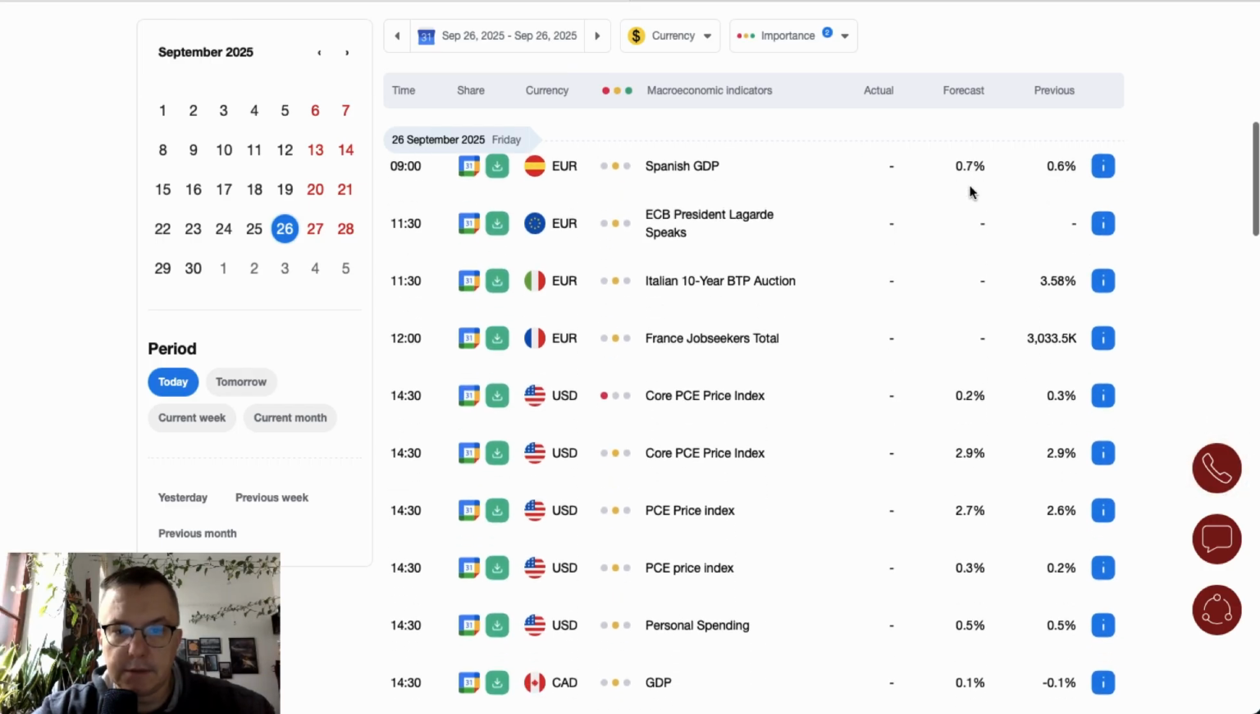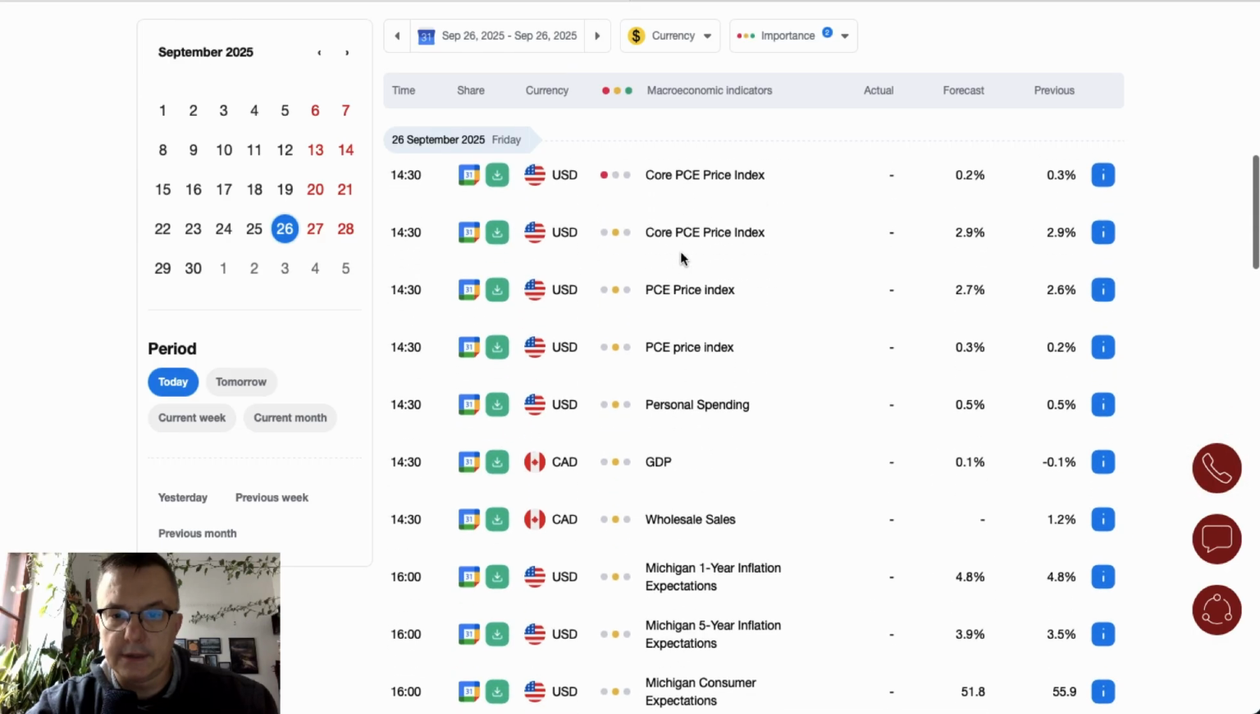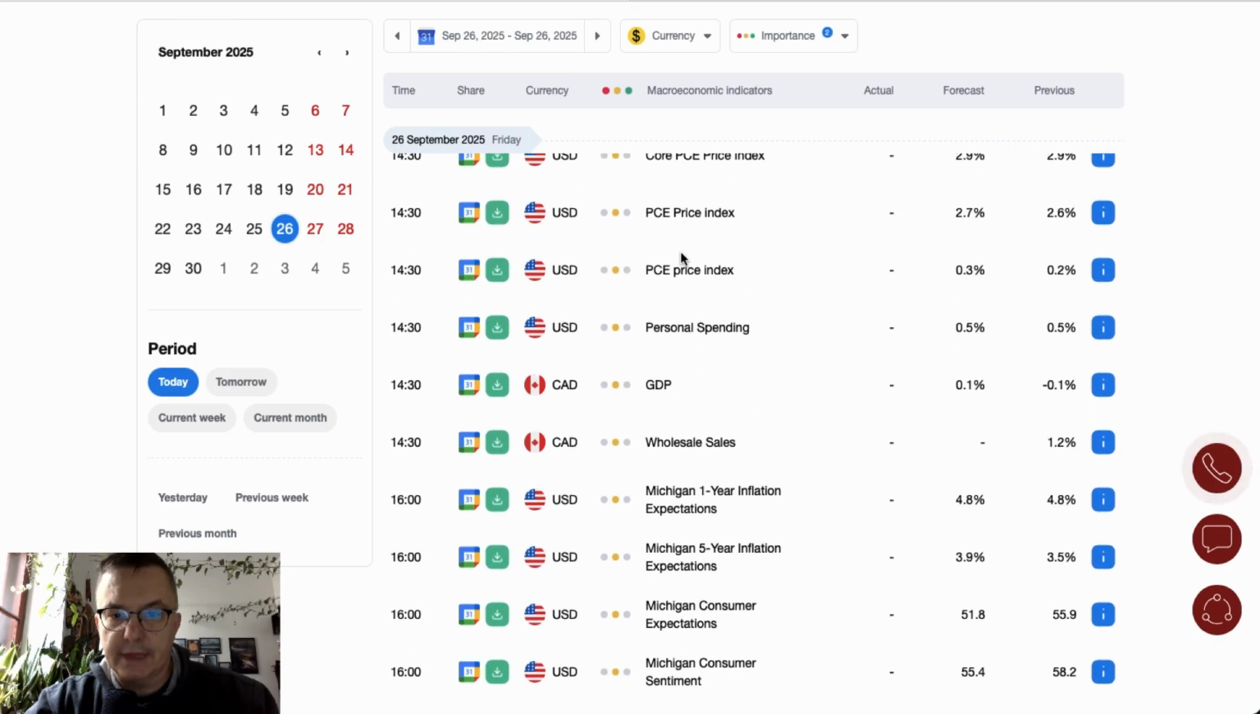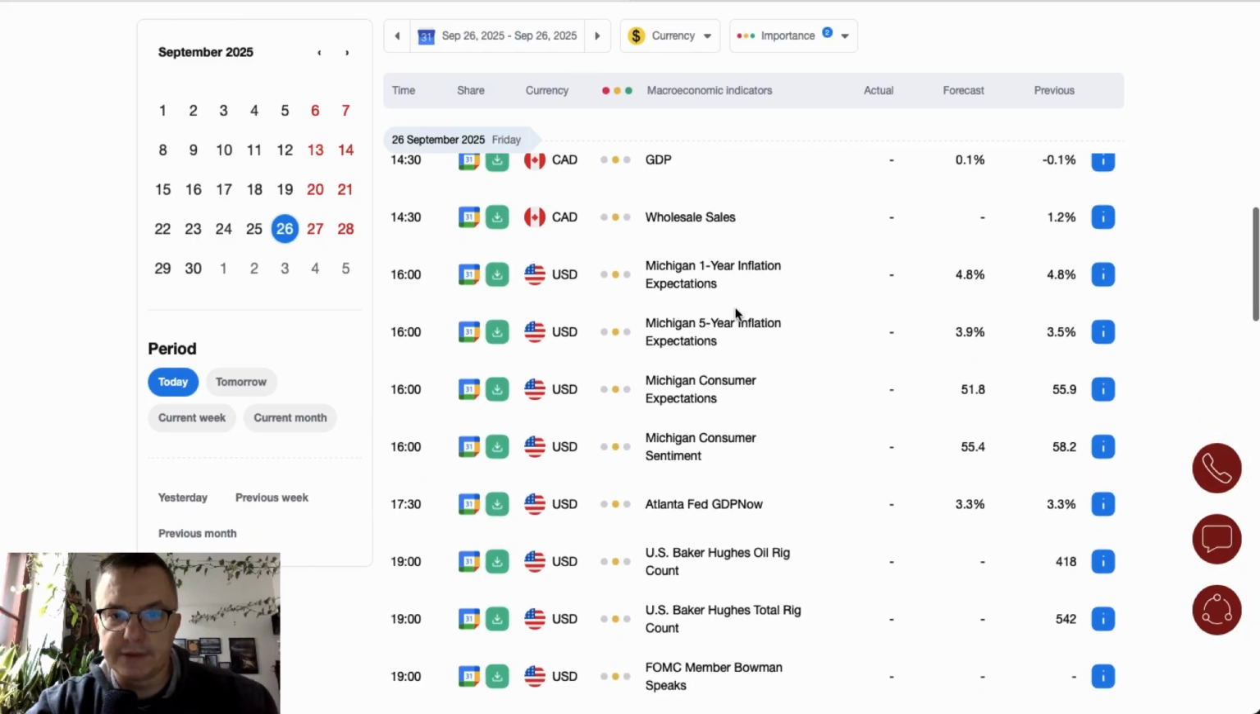During the London session we have a Spanish GDP scheduled for release at 9 o'clock. Then at 11:30 we got ECB President Christine Lagarde to give a speech, and then we are moving to the US session. Core PCE Price Index data from the US are scheduled for release at 2:30, together with the PCE Price Index and personal spending. Data from Canada, GDP and wholesale sales, are both scheduled for release at 2:30.